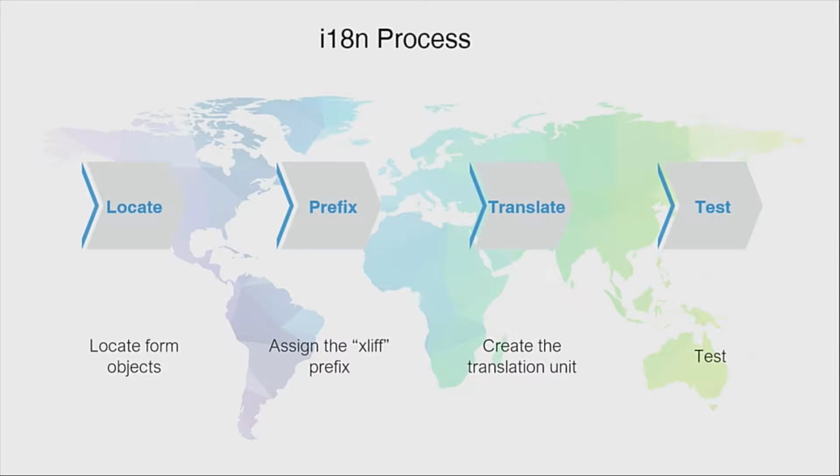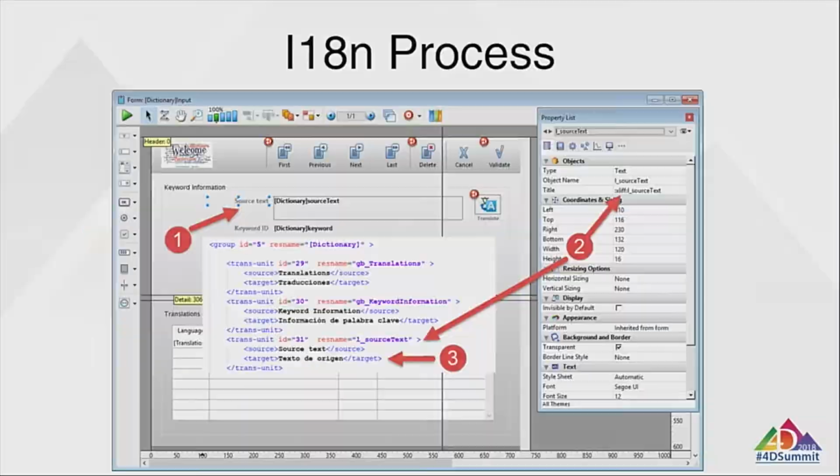Let's see the process to translate. It's very simple. The first thing that we have to do is locate the object or the text that we want to translate. And then we need to add a prefix in the properties window of the word that we want to translate. The third step is to go to the XLIFF file and create the translation unit for the word. And the final step is to test the translation.